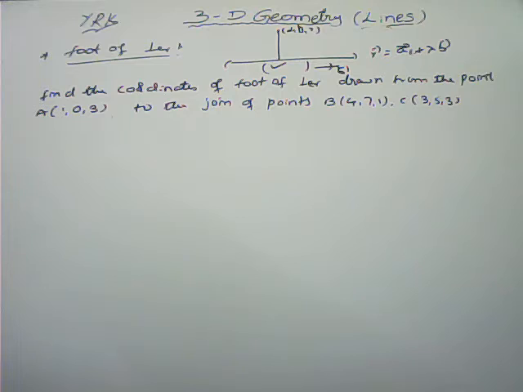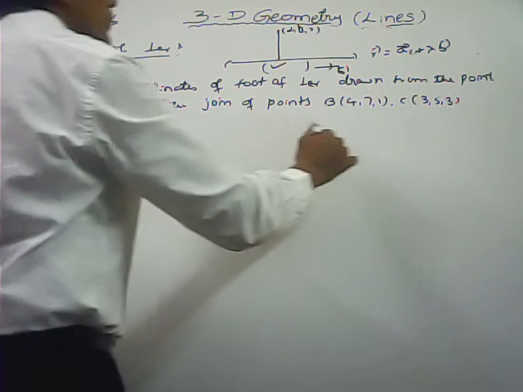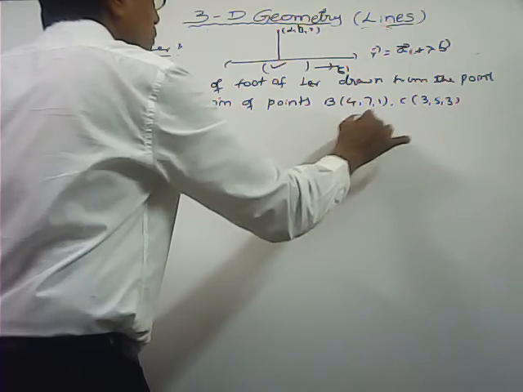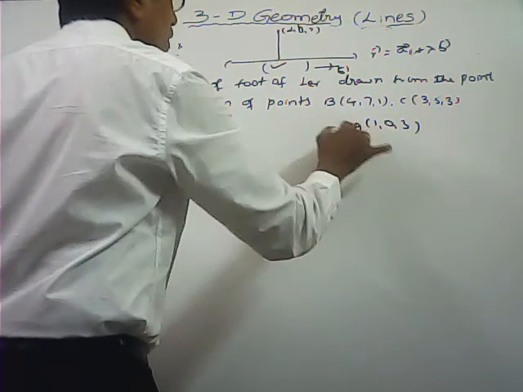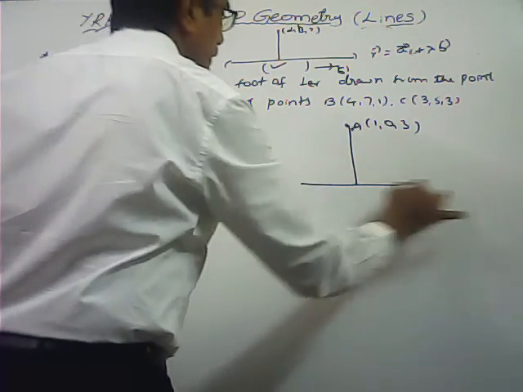Here I will explain with a small example. Find the coordinates of the foot of the perpendicular drawn from the point A(1, 0, 3) to the line.